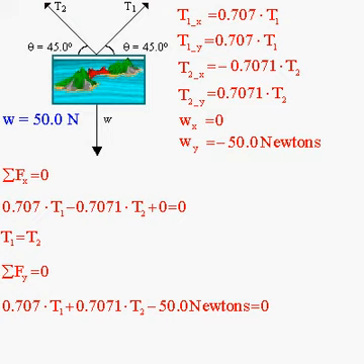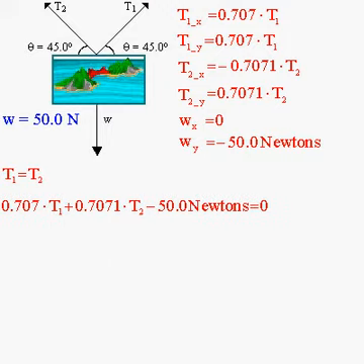Let's actually summarize the two equations we have. From the x dimension, we learned that T1 equals T2. From the y dimension, we learned that 0.707 T1 plus 0.7071 T2 minus 50.0 equals 0. Those are our two equations. We can solve these simultaneously. How do we do that?